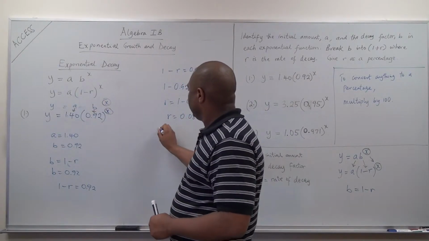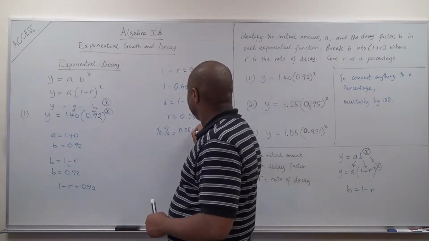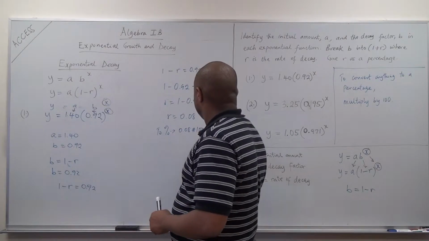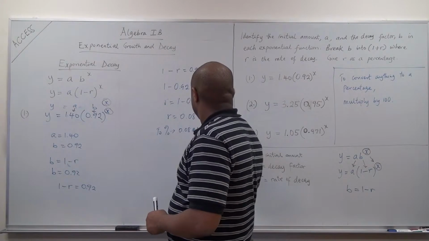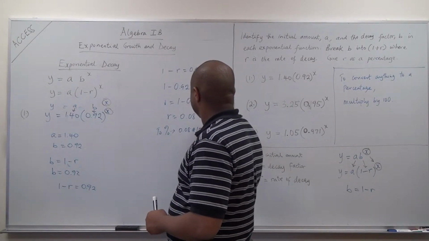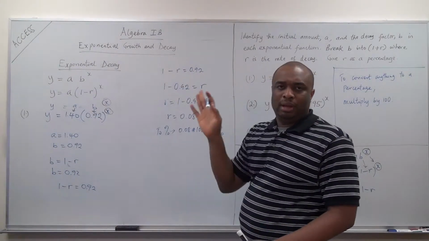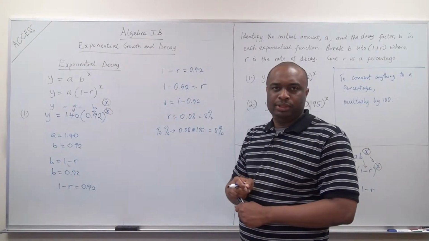To convert to a percentage, you multiply 0.08 times 100, which gives 8%. So R is 8%. Now, this is the way I taught it in linear equations.